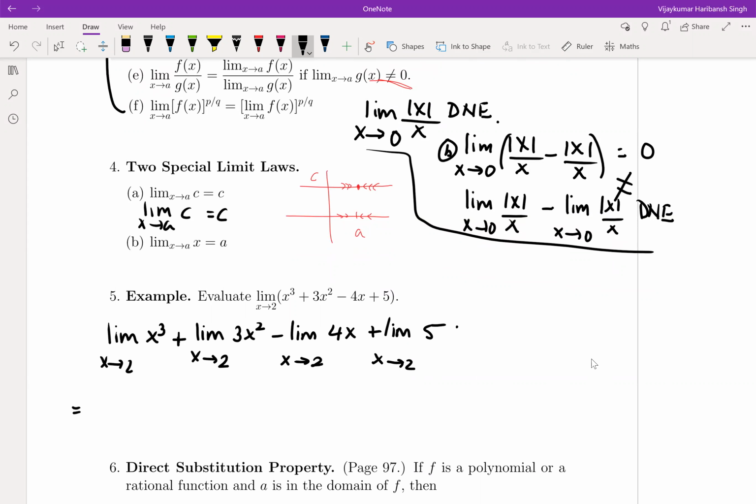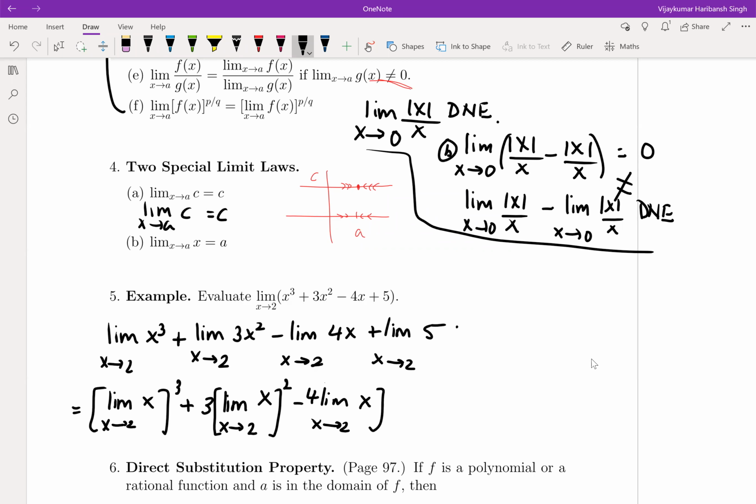Now using part f, you can see the limit as x goes to a of f of x to the power p by q is, the limit comes inside the power. So this can be seen as the limit as x goes to 2 of x, the whole power 3. In this case, the constant can come out, the limit will come inside, and again the same rule regarding the powers will hold. In this case, the constant can come out. And in this case, it's going to be 5.